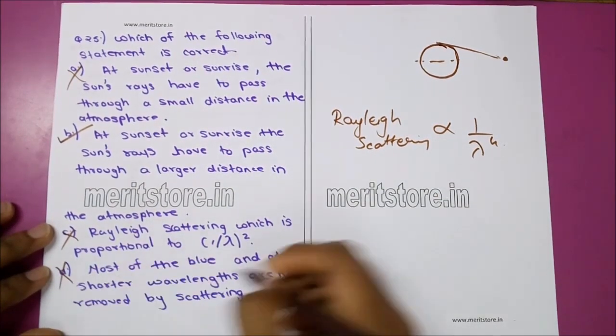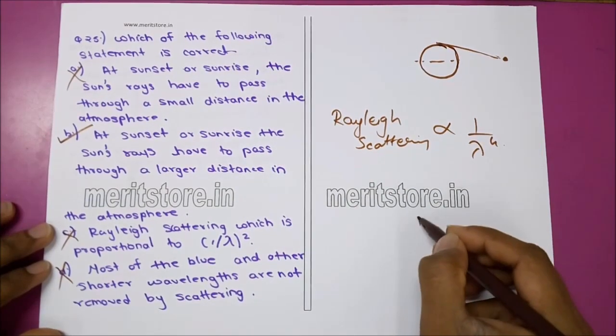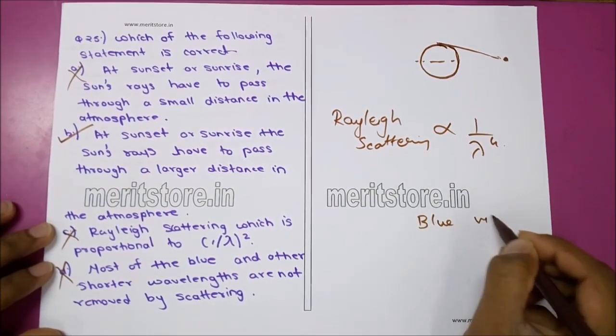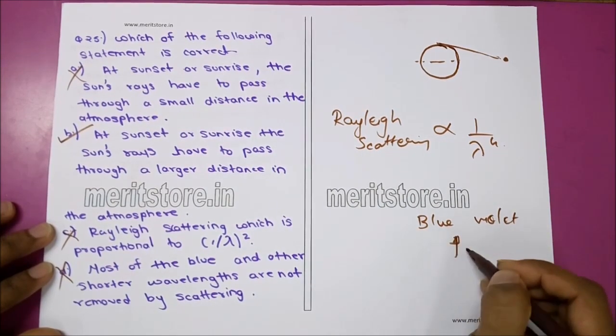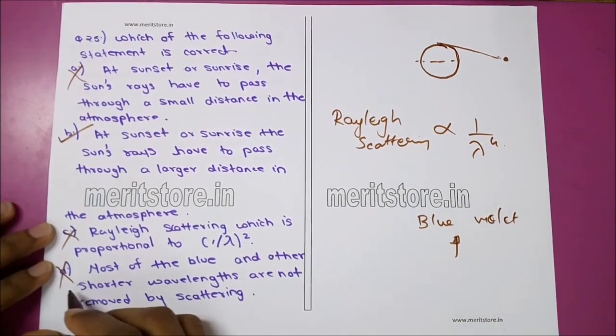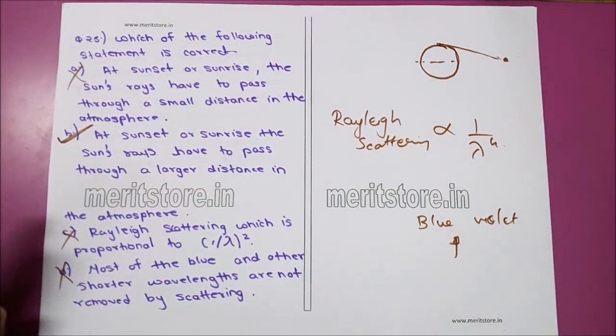This is also incorrect. The shorter wavelengths such as blue and violet are scattered to a larger extent, and hence option D is also incorrect. Hence option B is the correct answer.